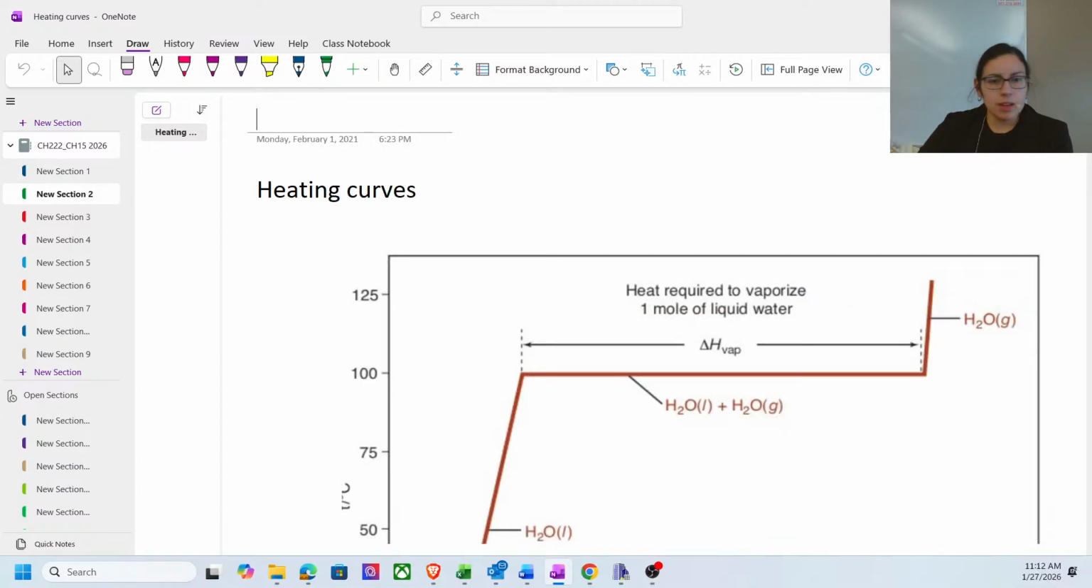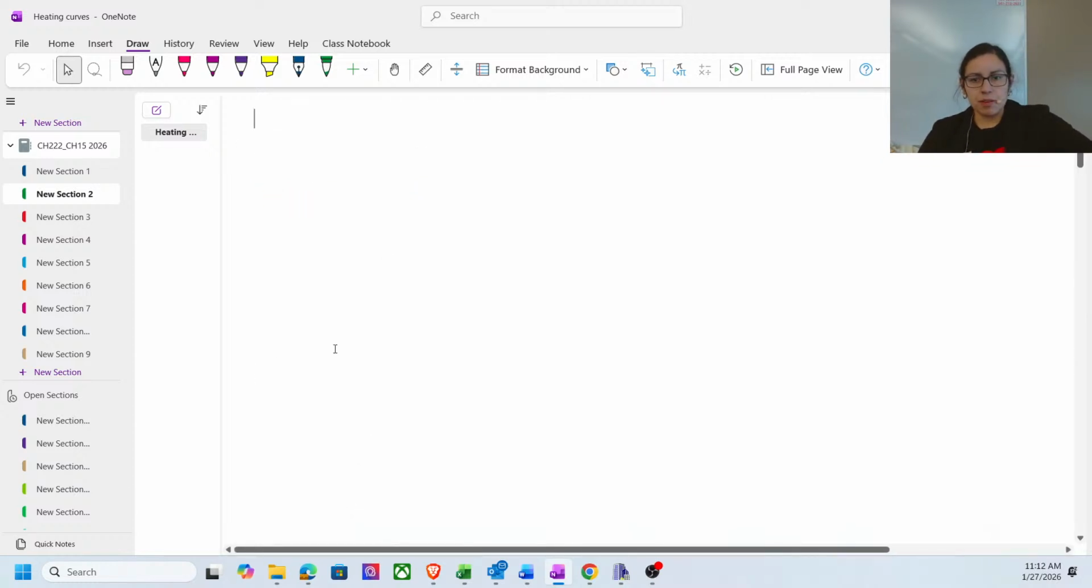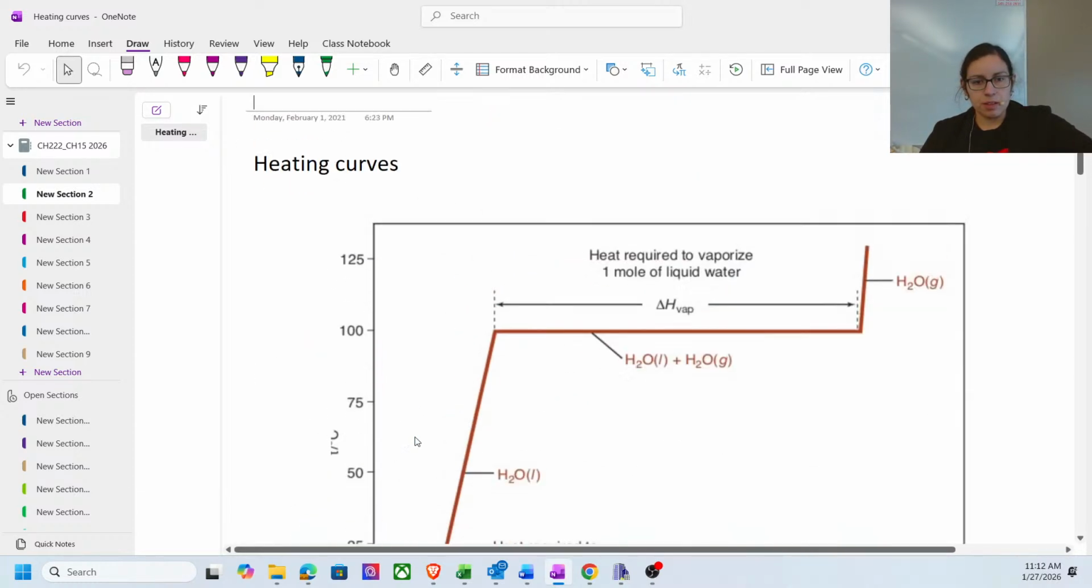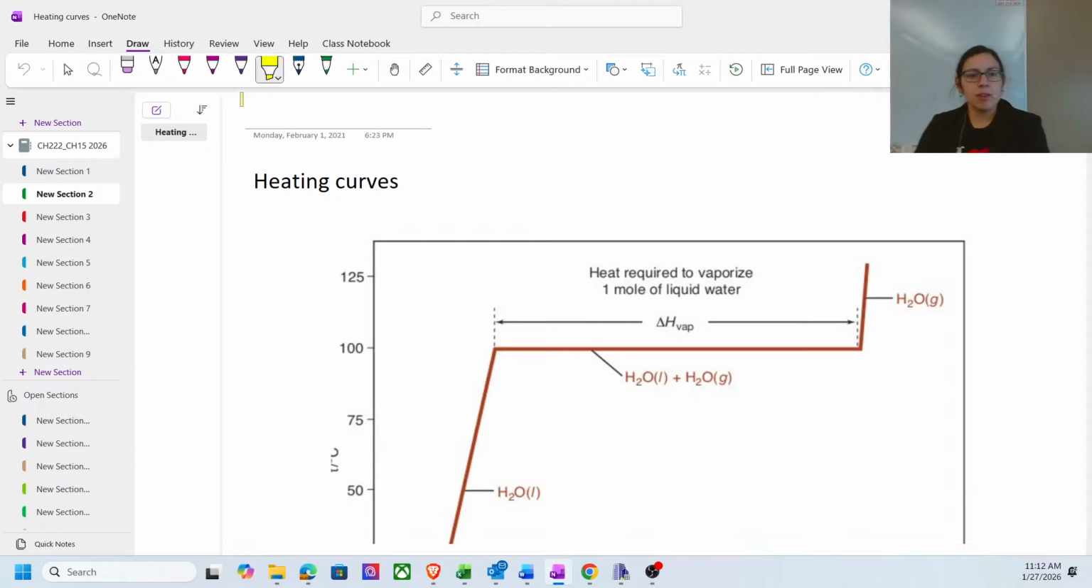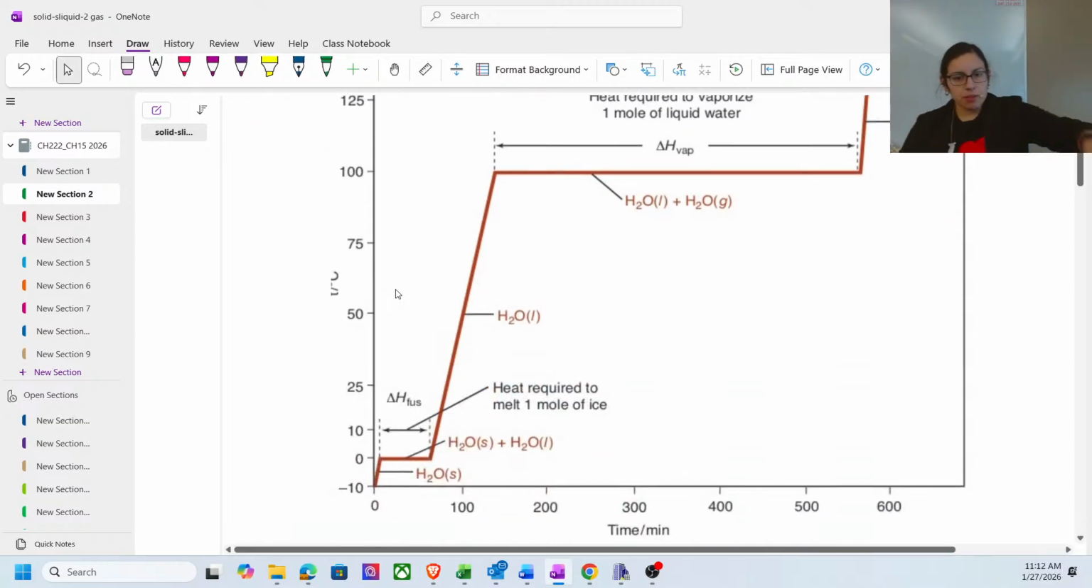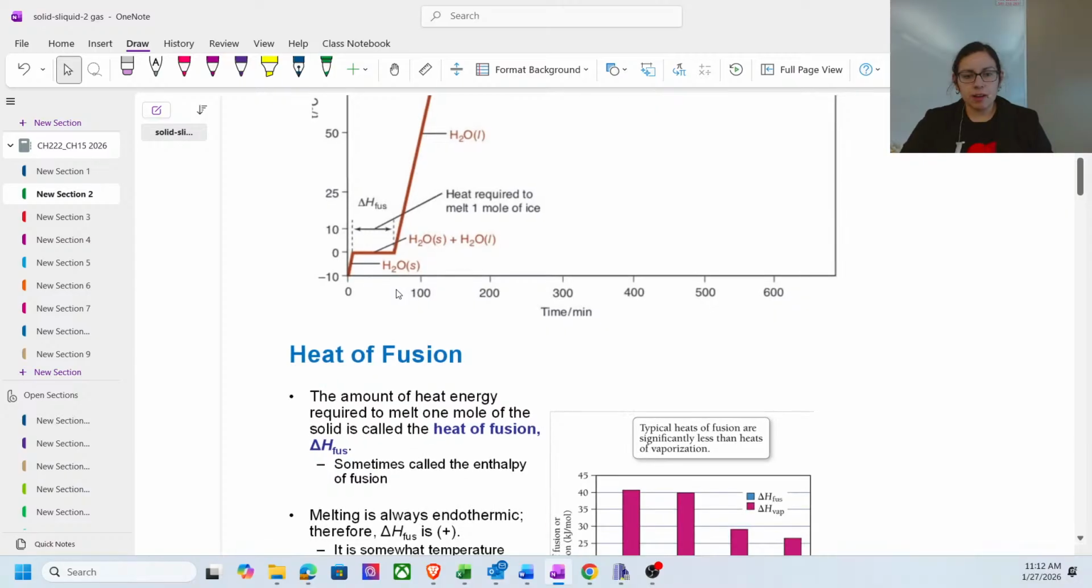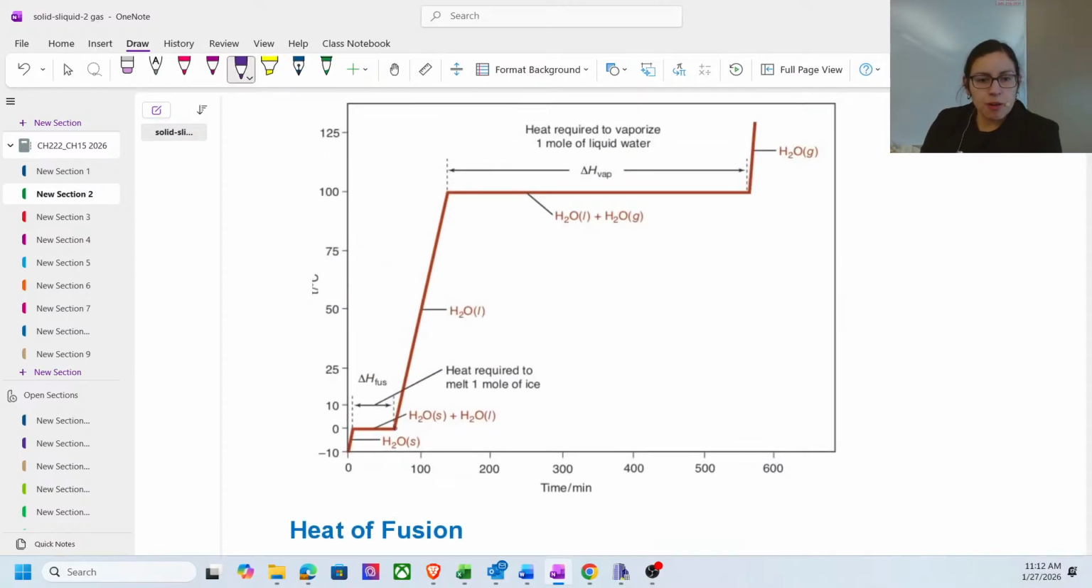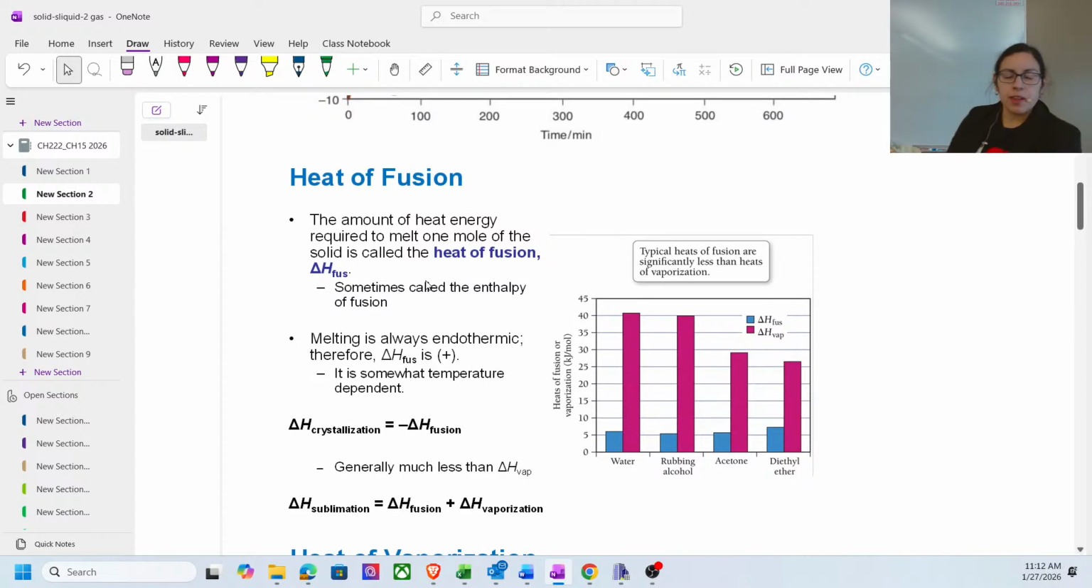All right, so let's look at heating curves for a second. This chapter covers a lot of different things. Heating curves essentially tell us how we go from a solid to a liquid to a gas. Right now we're looking at our heating curve of water overall, and let's look at a few different things.